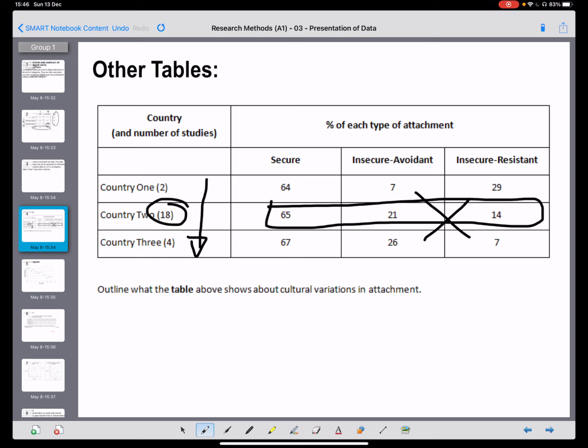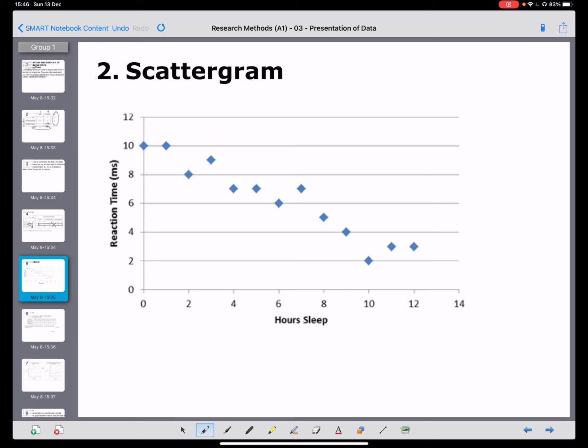So we have tables that we could have. Contingency tables that you could be asked to draw, and other tables they could ask you to interpret. But I suppose the most common way in which they will ask you to display data would be in some kind of graph.